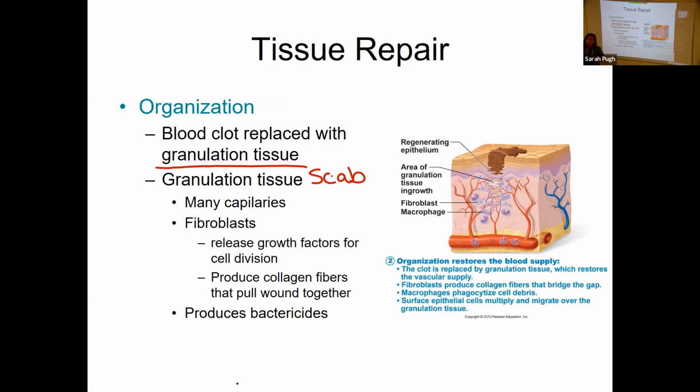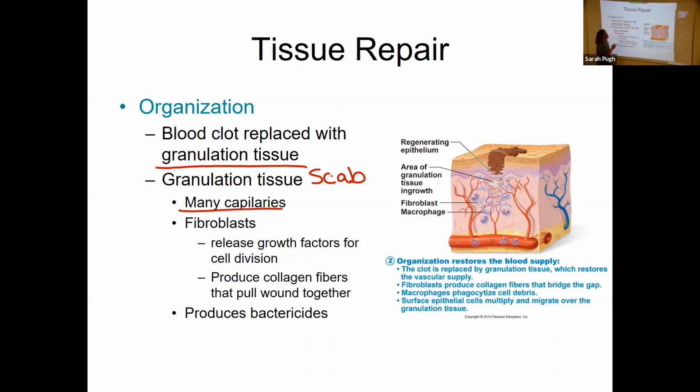Now we know that granulation tissue has a lot of capillaries in it. You know this. If you have a scab, my son does this all the time. His knees are covered in scabs, and he'll sit on the couch and pick at his scabs. And then guess what? They bleed all over my couch. So we know that scabs and granulation tissue have a lot of capillaries.